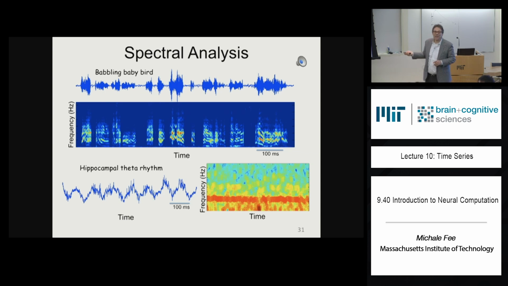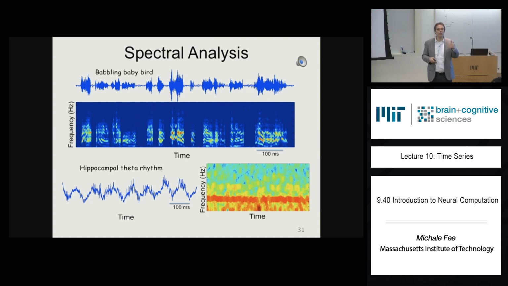I'm sorry, I should have been clear. This is recording from an electrode in the hippocampus. And these oscillations here are the local field potentials. Yes, that's exactly right. Thank you. I should have been more clear about that.